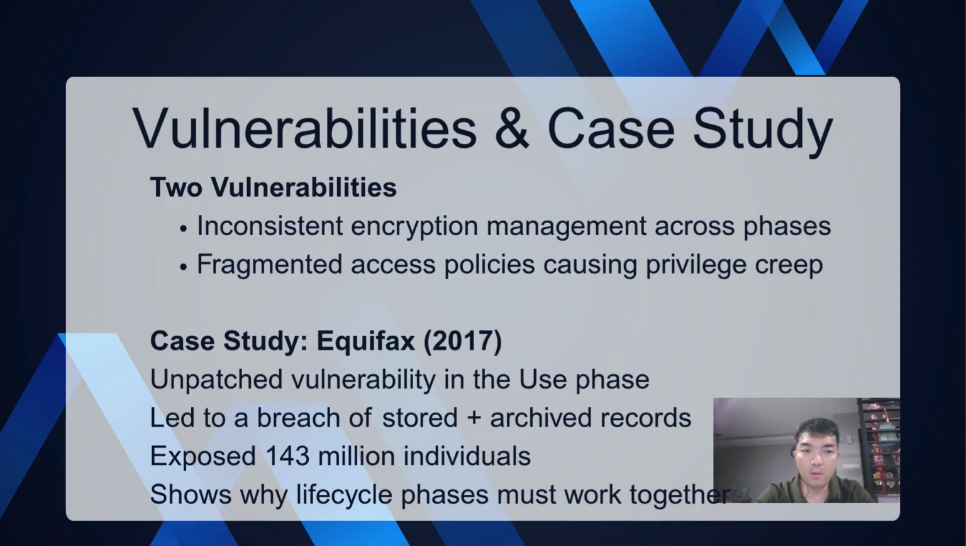When we talk about the case study, the Equifax breach, which happened in 2017, highlighted this issue. A vulnerability in unpatched software exposed the stored and archived consumer data of 143 million people. Poor coordination in patching and access control enabled the extraction of this sensitive data, showing the need for unified security. This is also why lifecycle phases must work together to ensure security.